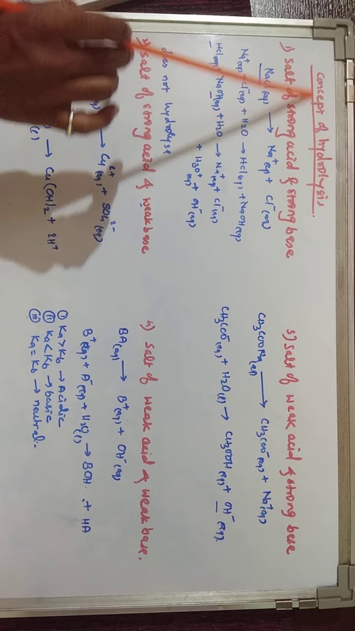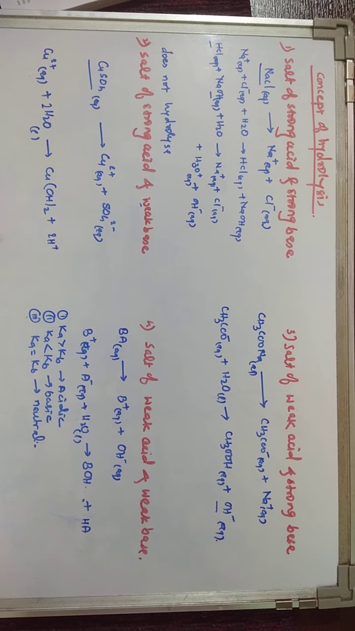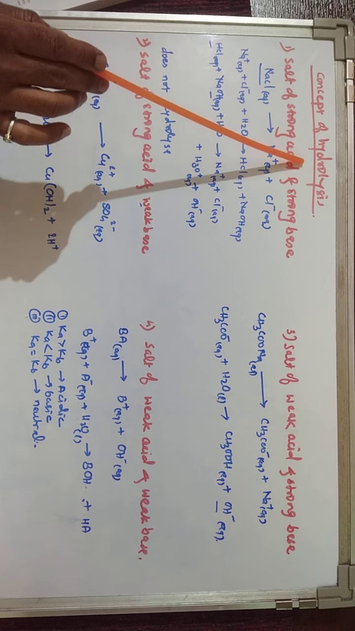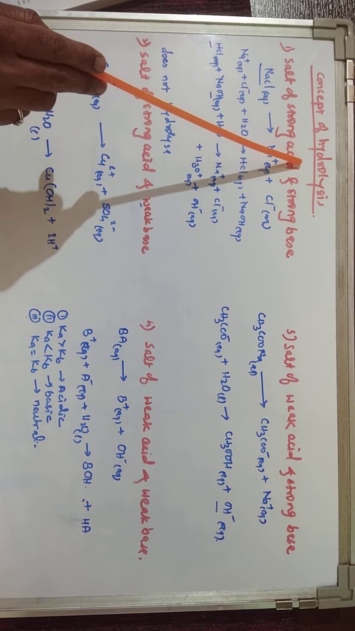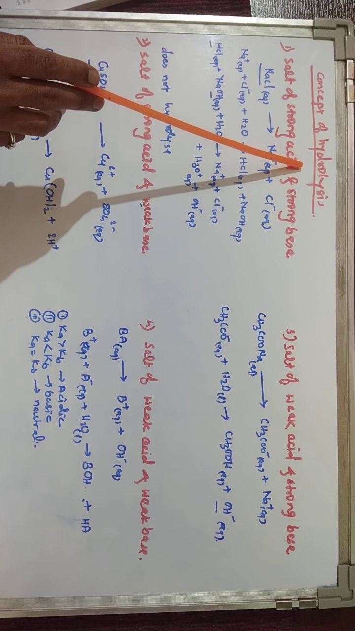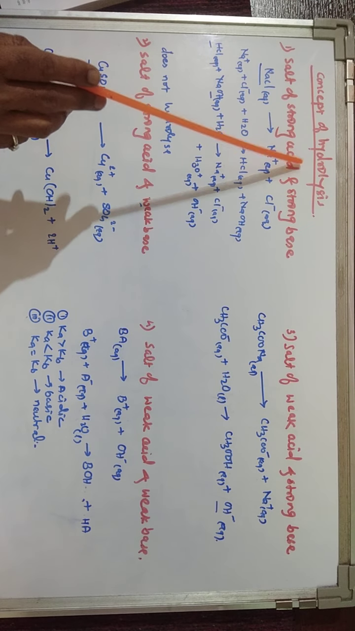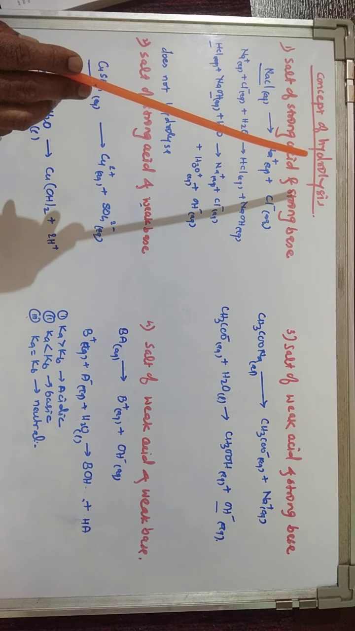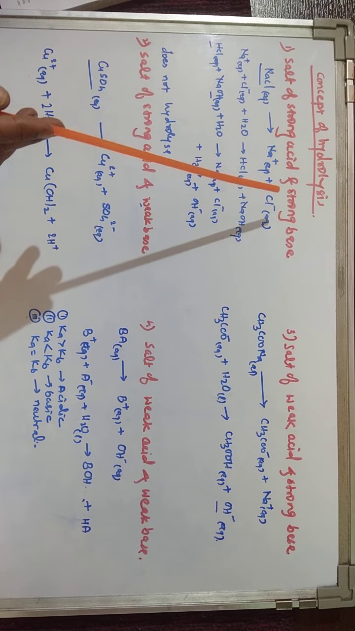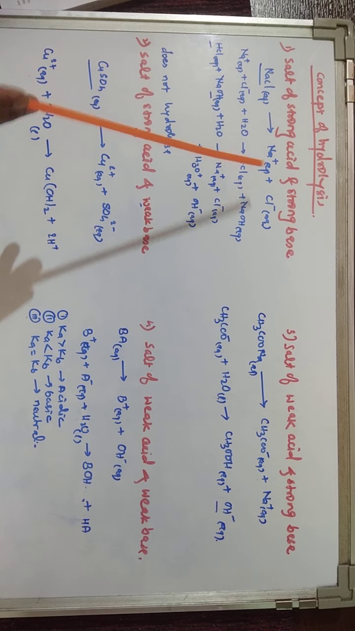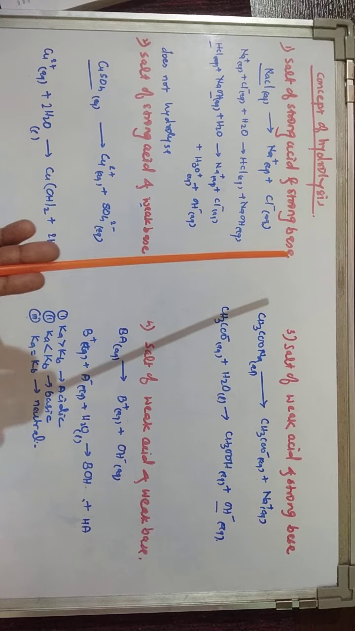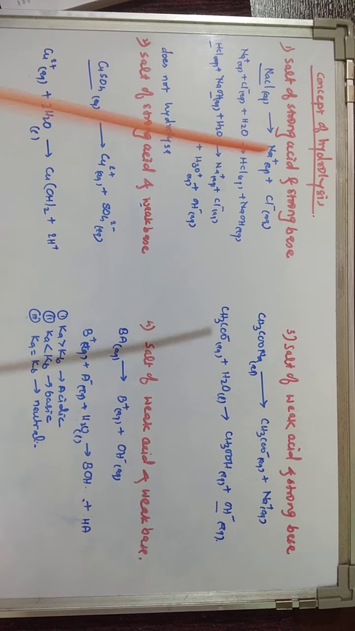Now we have just seen the concept of hydrolysis and types of salts. What is hydrolysis? When a salt is dissolved in water, then the cation or anion of the salt or both react with ions of water to produce a resultant solution as acidic or basic or neutral. This is called hydrolysis of salt.